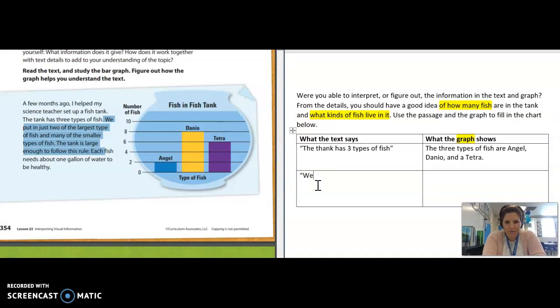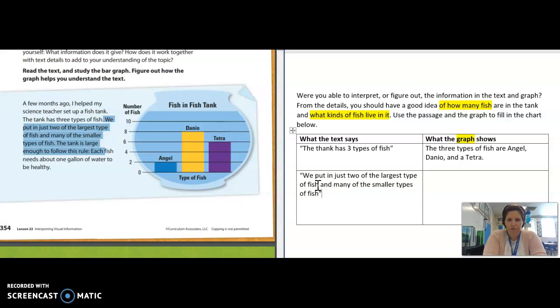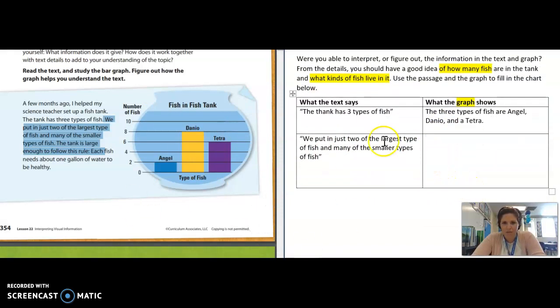That's where my understanding got a little confused. We put in 2 types, or just, no wait, what did it say? Just 2 of the largest type of fish and many of the smaller types of fish. Okay, so that's what I read, but what I don't understand is which one was the largest, which one is the smallest, and then how many of each type.